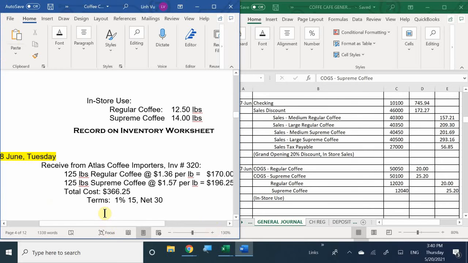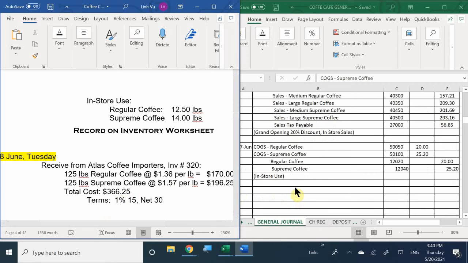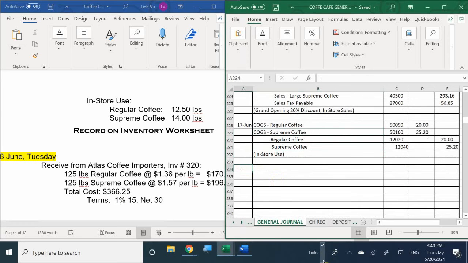I would start with the regular coffee and supreme coffee in the general journal, date being 6/18. Yes, we received perpetual inventory, so if everything goes into inventory, then that's what we have: regular and supreme coffee. And then I would use accounts payable, because are we paying now? No, we just merely received a bill. Good.